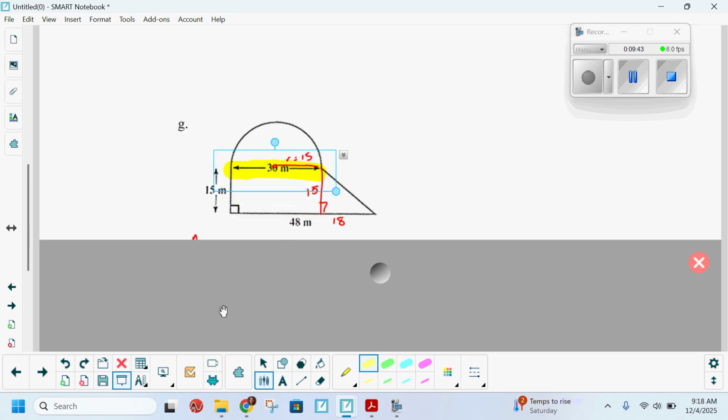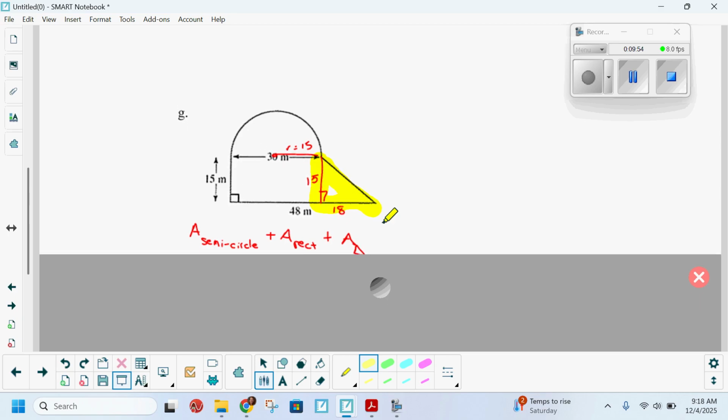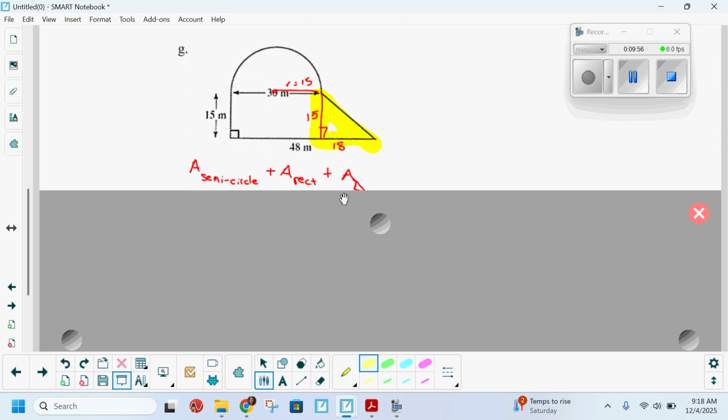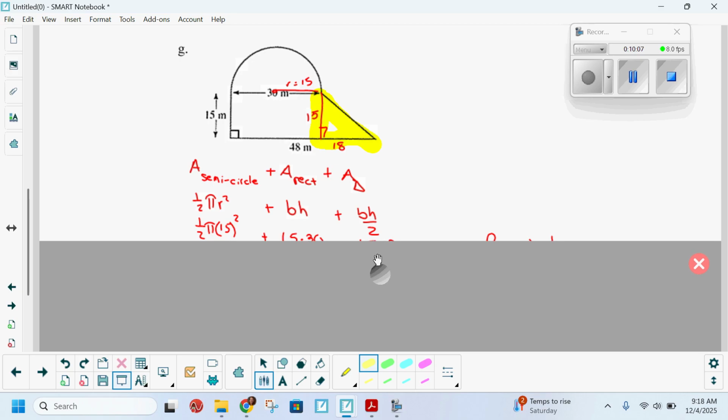But I peeked, and the way I did it on this particular lesson is instead I broke it up into a triangle, the rectangle, and the semicircle. So I did 3 instead. But either way, you should get the same answer. So go ahead and try it whichever way makes sense to you. So for the semicircle, I'm going to do 1/2 pi r squared. Rectangle is base times height, and area of a triangle is base times height divided by 2.